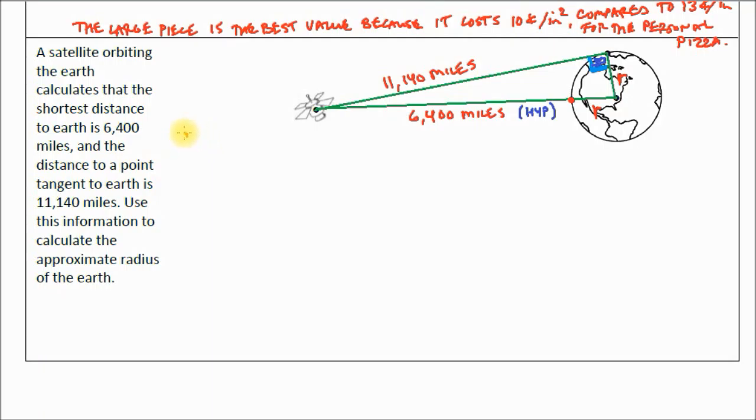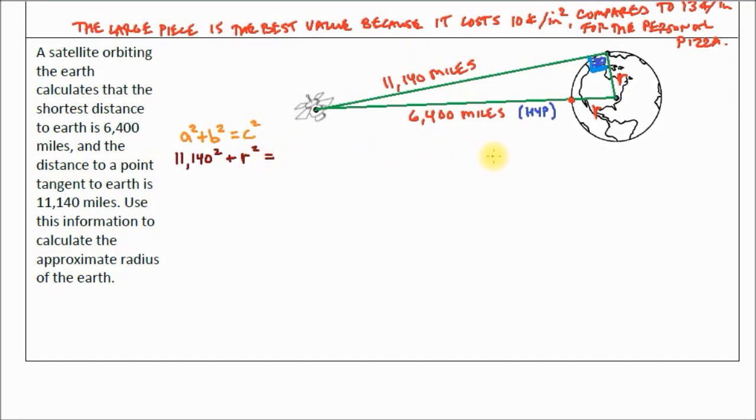So let's do that. a squared plus b squared equals c squared. a squared is going to be one of the legs of our triangle. Let's pick this one right here, the 11,140. We're going to square that number. b squared is going to be this leg right here, which happens to be the radius. So that's going to be r squared.